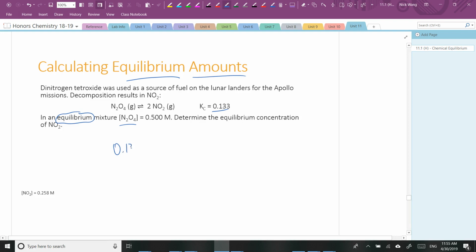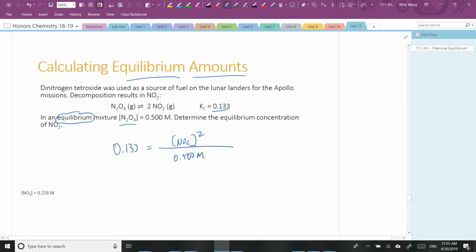K is 0.133, given to me in the problem. That's equal to my products over reactants. My product in this case is NO2, so the concentration of NO2 squared. I'm not going to plug in any numbers for it because I'm not given any values yet; that's what I'm asked to solve for. Over the concentration of the reactant N2O4, and you plug that in here, 0.500 molar.